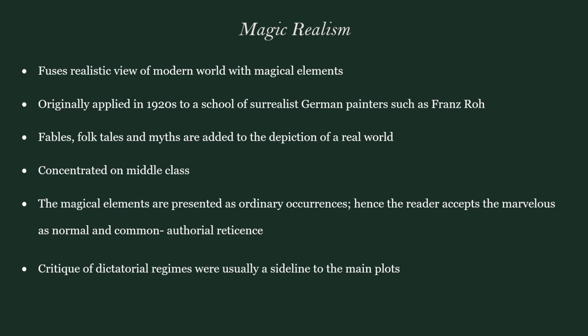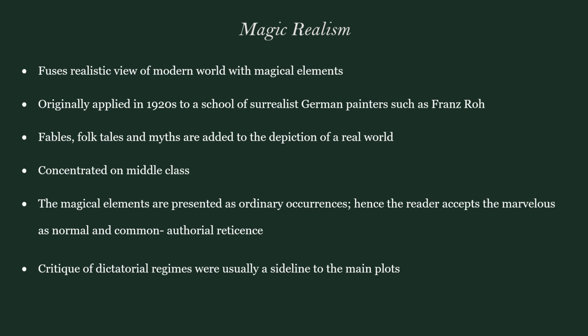The third term we are going to discuss is magic realism. Magic realism is a term originally applied in the 1920s to a school of surrealist German painters. It was first applied to a school of surrealist German painters. What does magic realism do to writing? Magic realism fuses a realistic view of the modern world with magical elements. It mixes up reality with fantastic dreamlike events.